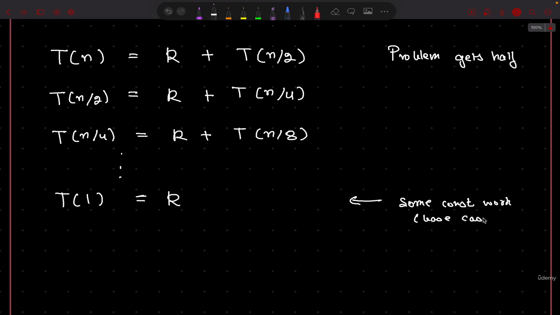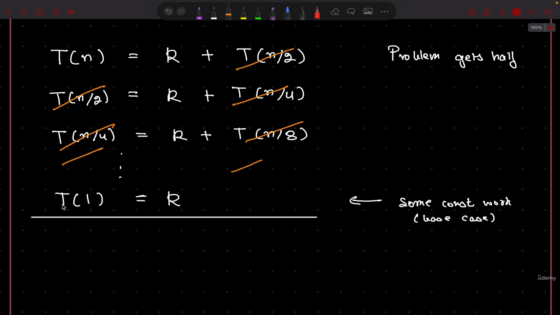Then again, the approach which I have to follow is that I will be adding all of them. This T(n/2) is going to get cancelled, then T(n/4), then T(n/8), and finally T(1) will get cancelled. So what I'm getting finally is T(n) is equal to k plus k plus k dot dot dot. How many times? Is it n? I don't guess it's n, right?